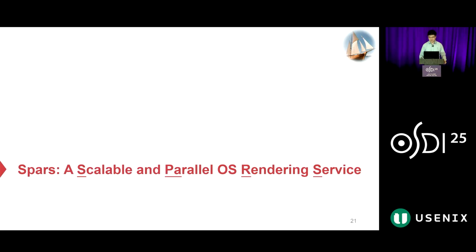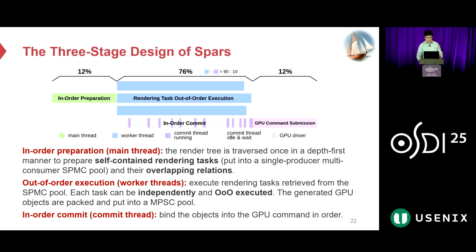These insights led us to the design of Sparse, a new scalable and parallel OS rendering service. Sparse redesigns the rendering procedure into 3 distinct stages, as the timeline illustrates. First, on the main thread, we have a fast, lightweight in-order preparation stage. Second, the bulk of the work, about 76% of the total load, happens in the out-of-order execution stage, with a pool of worker threads executing rendering tasks in parallel. Finally, a dedicated commit thread performs the in-order commit, gathering the results and ensuring rendering correctness.